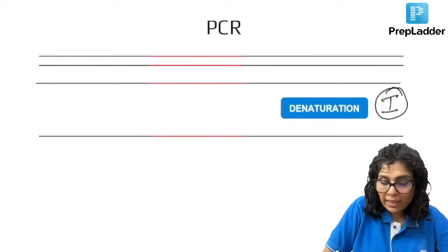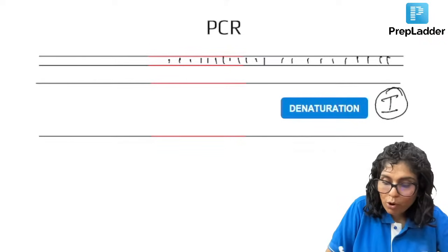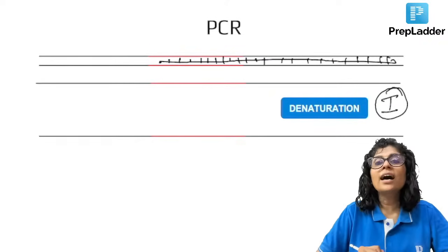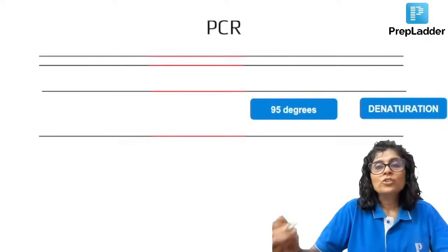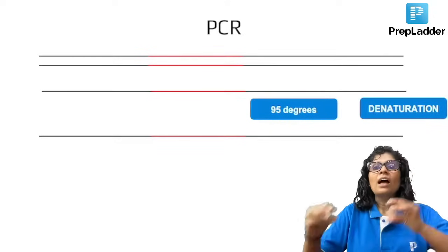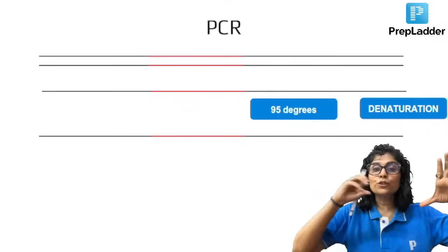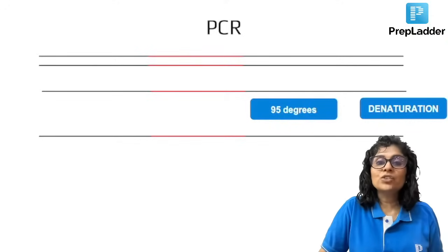For this unwinding, I have to break all these hydrogen bonds. Hydrogen bonds get broken at higher temperature. So denaturation is carried out at a high temperature of 94 or 95 degree. So all of you tell me, what is the temperature at which we denature the DNA? 94 or 95 degree. After denaturation, I am going to use a DNA polymerase which is going to elongate a strand.